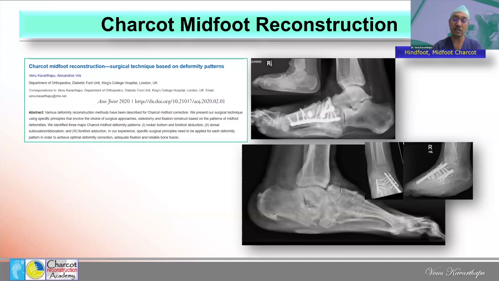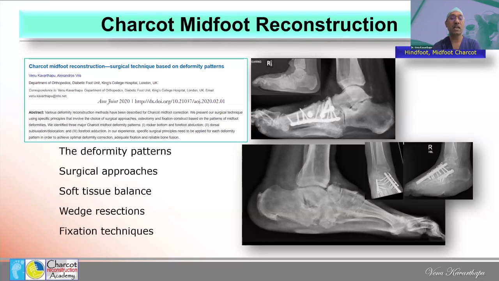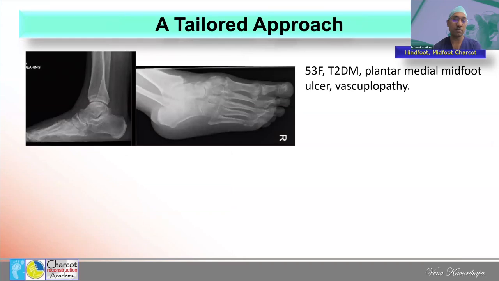So if it's an isolated midfoot Charcot, many centers, including our team, have observed that depending on the deformity patterns, one has to use appropriate surgical approaches. And we should always achieve soft tissue balance. And by performing wedge or rhomboid resections, we can correct the deformity. And then we fix that correction by using this long segment rigid internal fixation principle I have enumerated earlier. And with such principles, the fixation outcomes are far better.